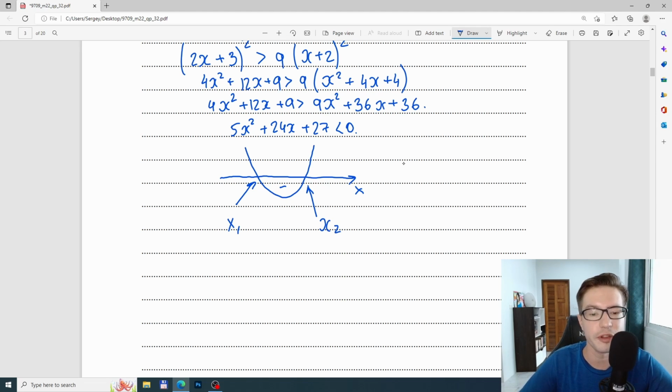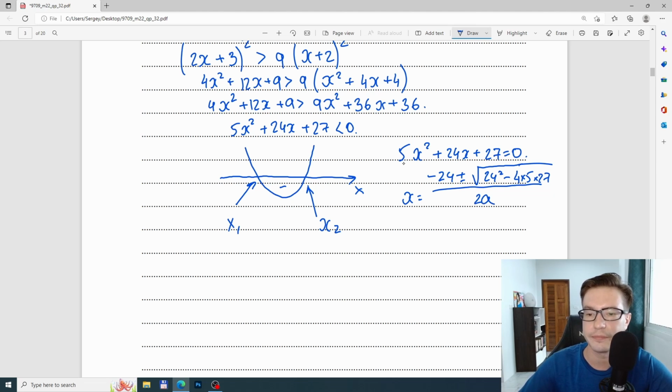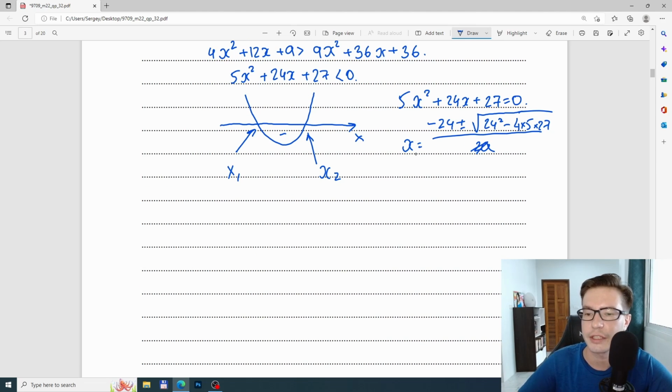Now, how do we determine those x1 and x2? That's basically where the quadratic equals 0. So we'll have to solve 5x squared plus 24x plus 27 equals 0. And I will use the quadratic formula, minus b plus or minus the square root of b squared minus 4ac, then over 2a, which is 10. Okay, now simplify that a little bit.